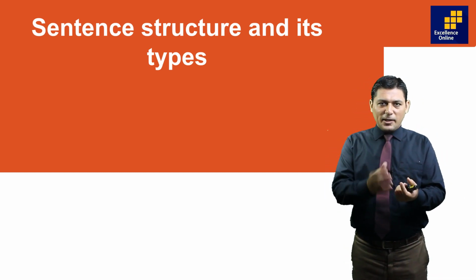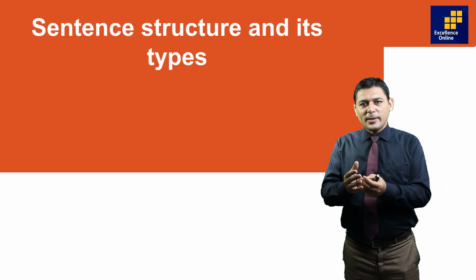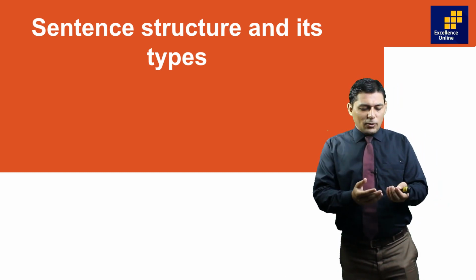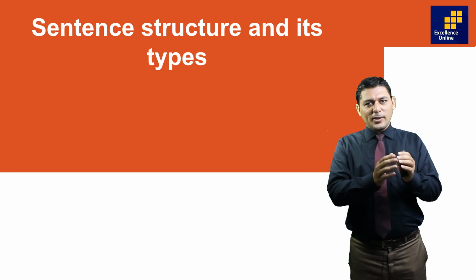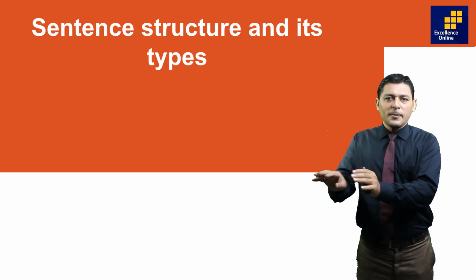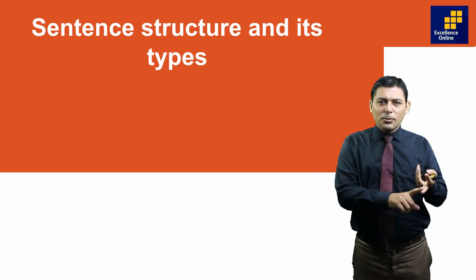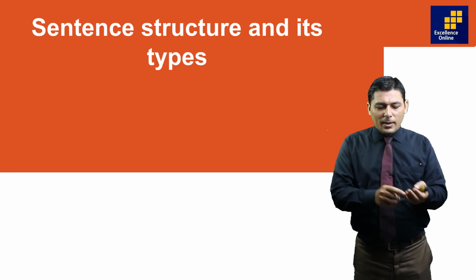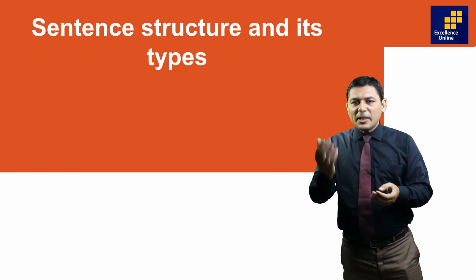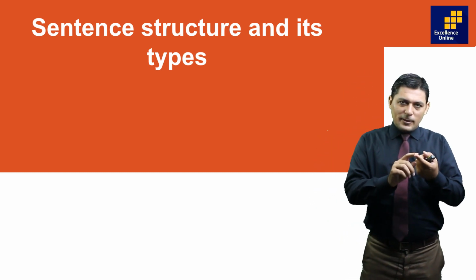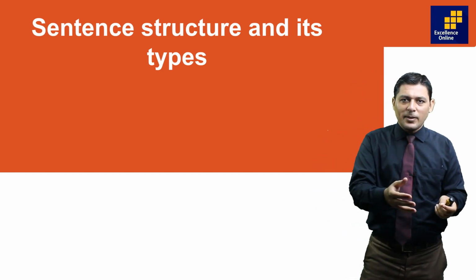Sentence structure and its types. So we have different types of sentences. There are two categories of sentences. One is based on structure: simple, compound, and complex sentences. And if we discuss sentences by meaning, we have interrogative, negative, affirmative.